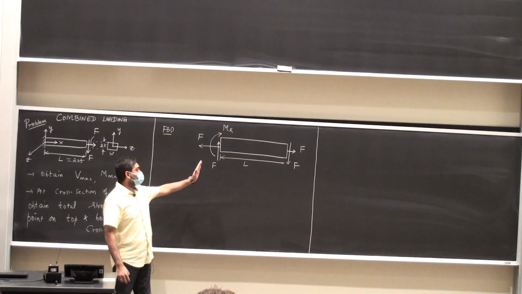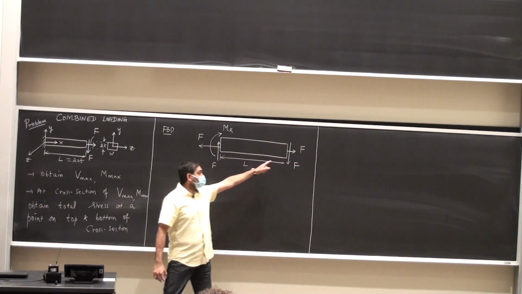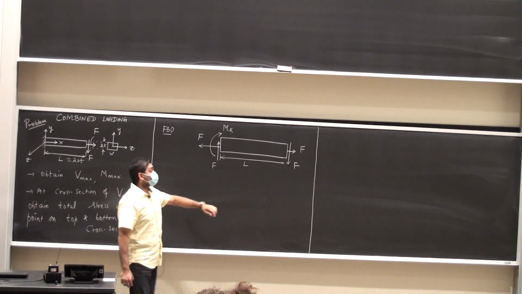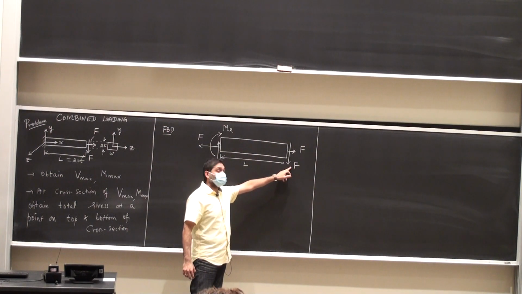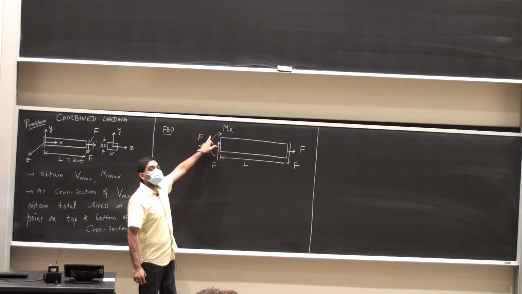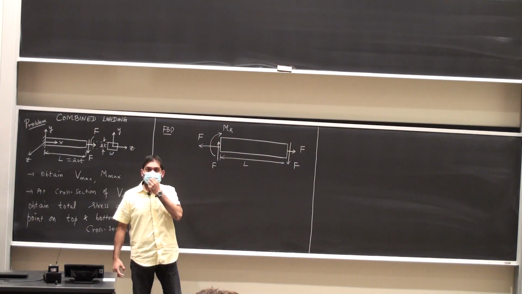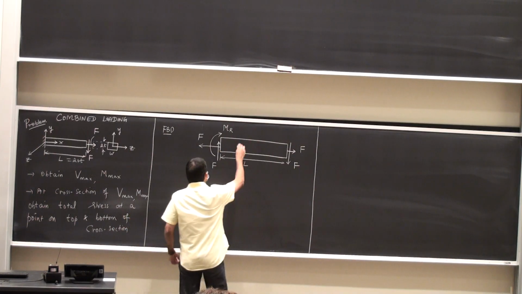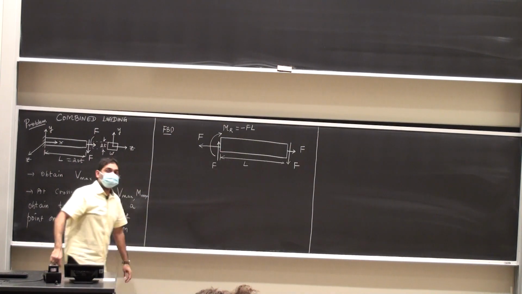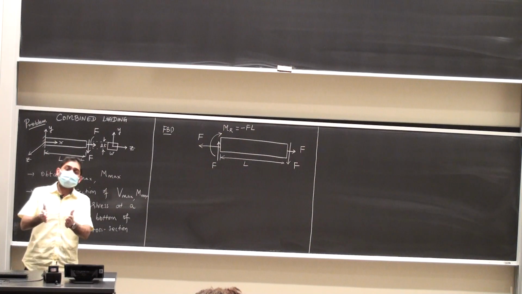If I sum moments about this fixed end here, the force F which is acting horizontally will not cause a rotation about the fixed end. I'm going to have only a torque, or a moment, due to this force F times L, which is in the same sense as what I have drawn this to be. So this is actually going to be in the opposite sense. Or if I write this out, this is just going to be minus F times L. Does this make sense to everybody? Okay, basic statics. I'm just summing moments about the fixed end.